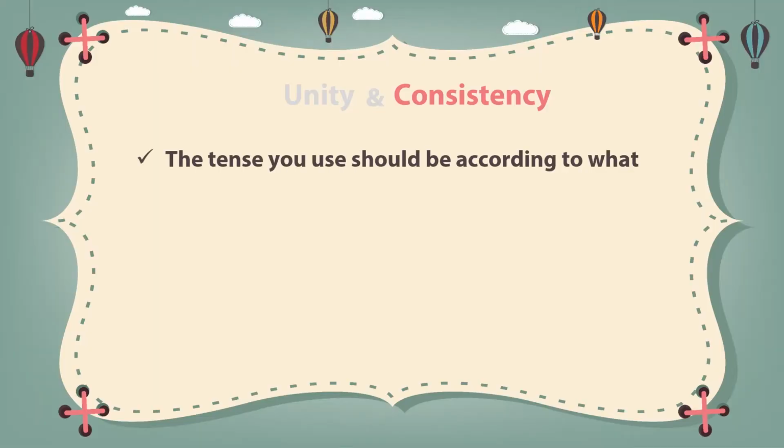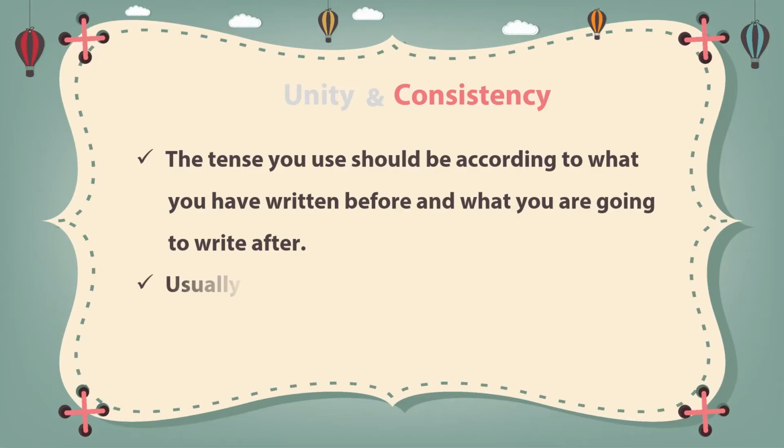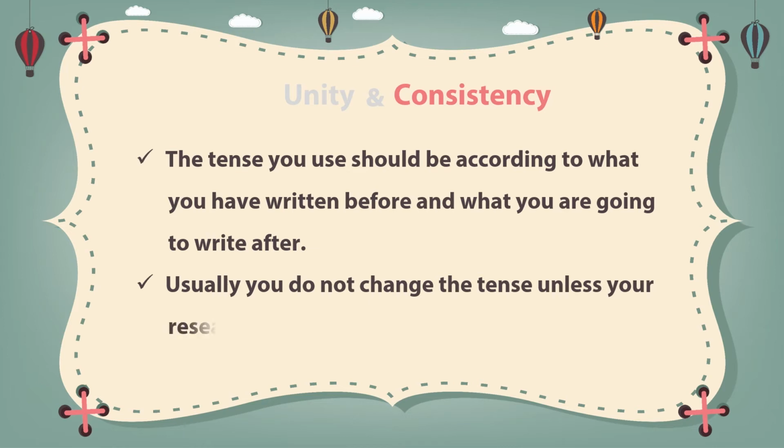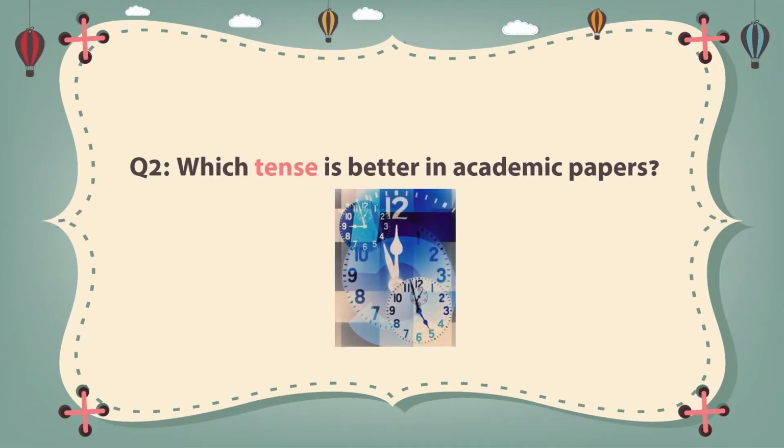Yes. So what about consistency? One thing I know about consistency is the verb tense should be consistent throughout the paper. Yes, that's one of the issues you must take into account when you are writing consistently, is that the tense you use should be according to what you have written before and what you are going to write after. So usually you do not change the tense unless you really need to because your research requires it. If not, you must always be using the same tense. So you must remember what you have written, and you must have an idea of what you are going to write after.